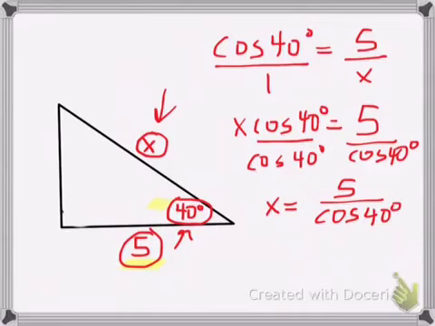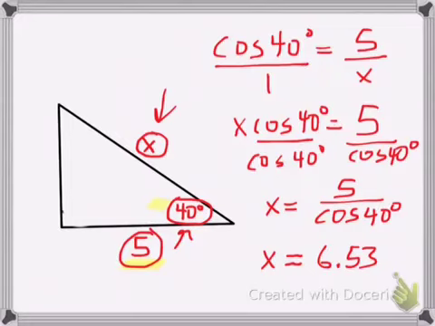Okay, so make sure that your calculator is in degree mode. If you're using a Texas Instruments calculator, it's going to default to radians. So you always want to make sure that your calculator is in degree mode if you're dealing with degrees, which we always will in geometry. So 5 divided by the cosine of 40 degrees is 6.53. So x is approximately 6.53 units. So we've solved this problem using a trig ratio.